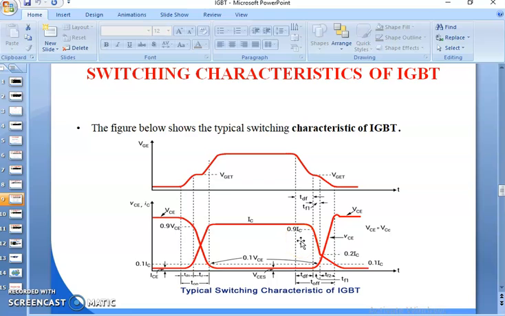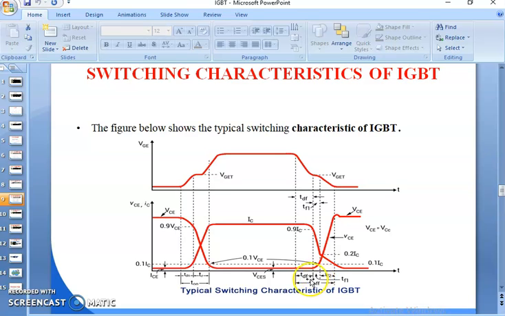fall the collector current from IC to 0.9 IC. The time taken to fall the collector current level from IC to 0.9 IC. Or in other way, we can also say the turn off delay time TDF is also defined as the time taken to rise the collector emitter voltage from 0.1 VCE to 0.9 VCE. Then it is also known as your turn off delay time.